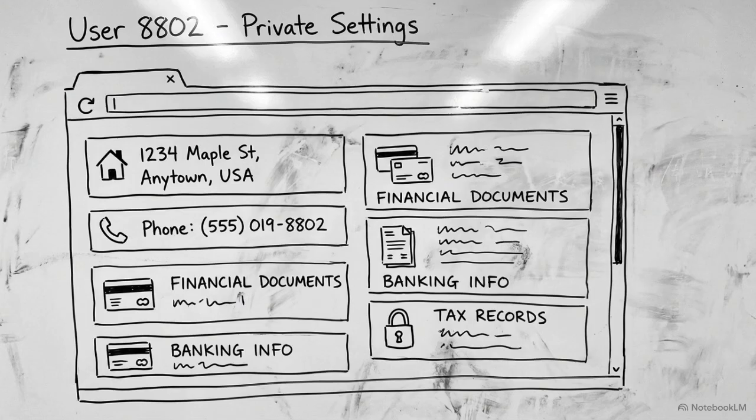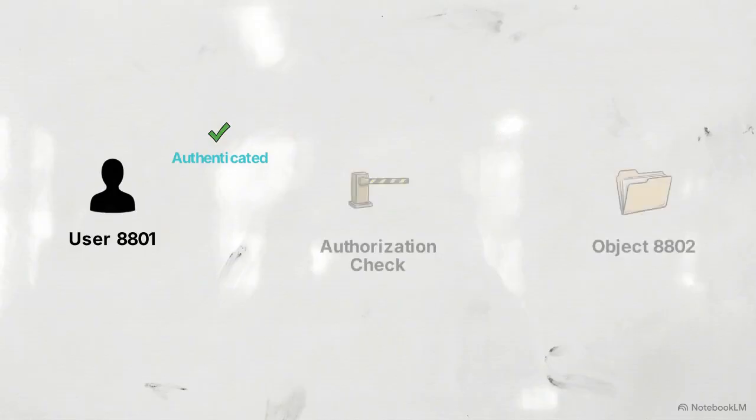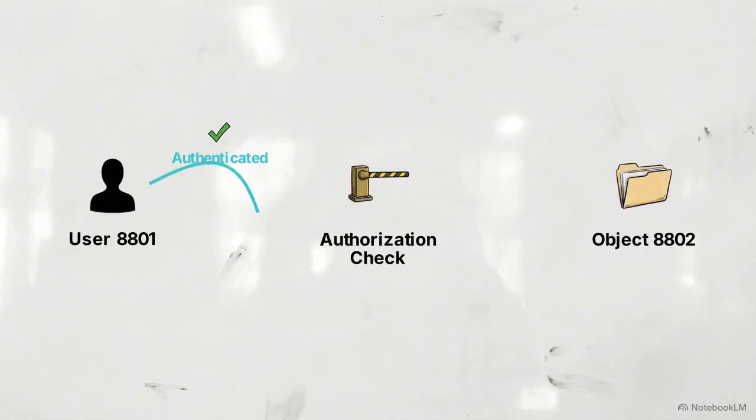If the server processes this request and returns the private email, address, or files of user 8802, the access control is broken. This insecure direct object reference proves the application confirms an active session exists, but it never checks if that session is authorized to view the specific object being requested.